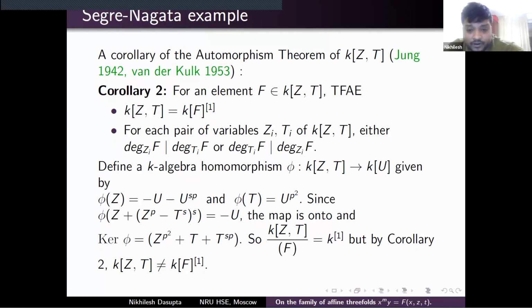So K[z,t] mod F will be K[1]. But now look at the z degree and the t degree of this polynomial. The z degree is p squared. This does not divide sp, which is the t degree, and vice versa: sp also does not divide p squared. So by this corollary of the automorphism theorem of K[z,t], this polynomial cannot be a variable. This is the problem.